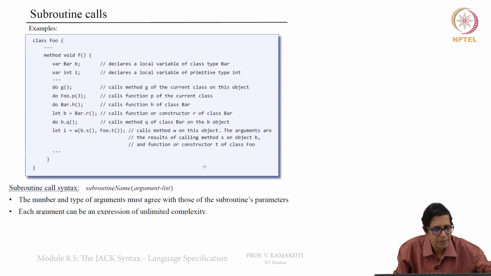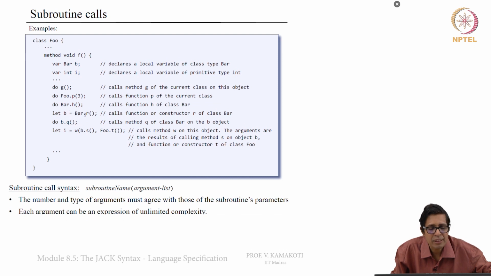Right. Now, the last things that we will be seeing are the subroutine calls. So, I have method void f, which declares a local variable bar, another local variable of primitive type int. Do g calls method g of the current class on this object. But if I say do foo dot p, this calls a function p of the current class. Do bar dot h calls function h of some other class bar.